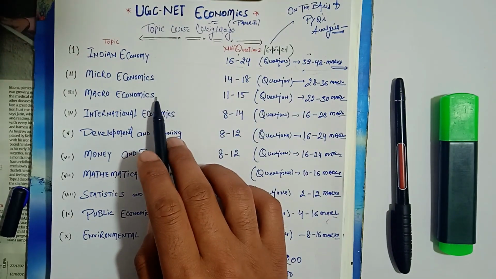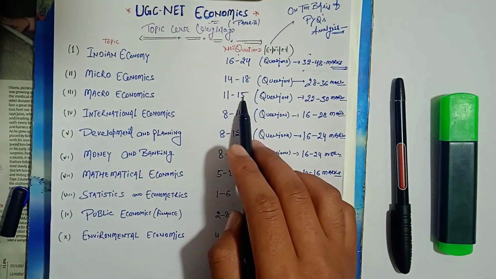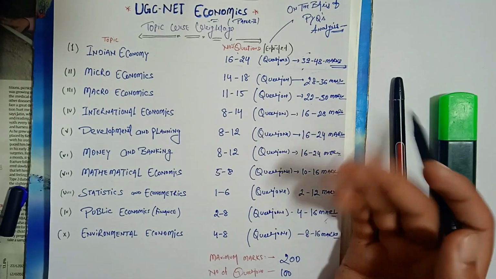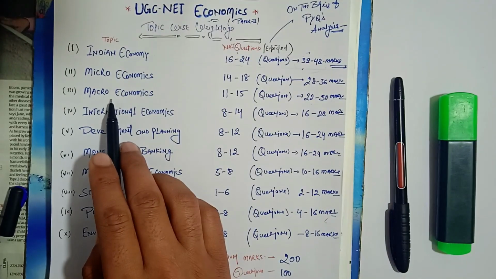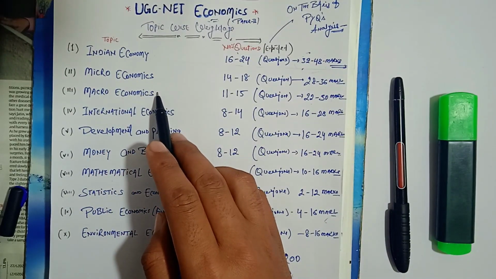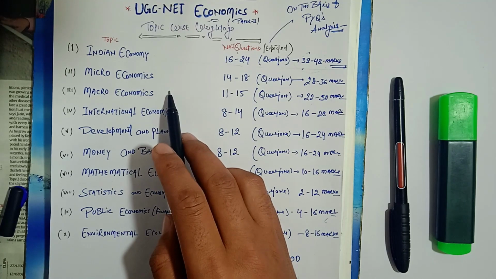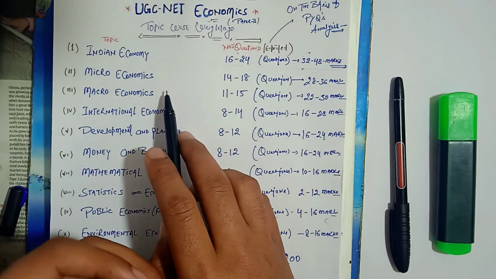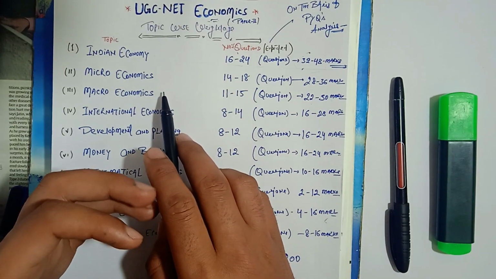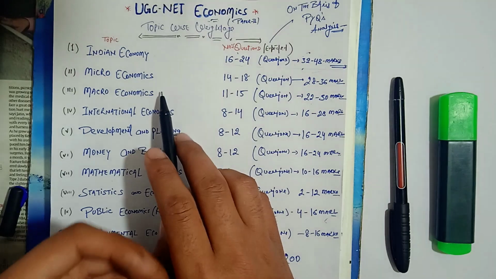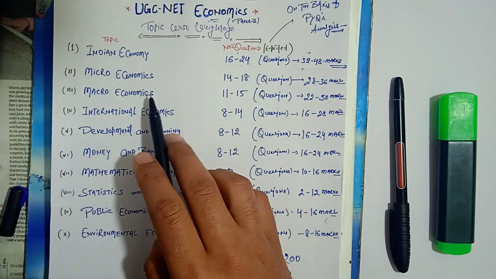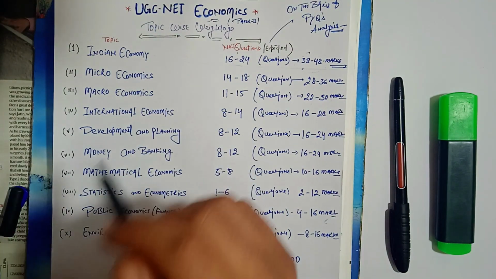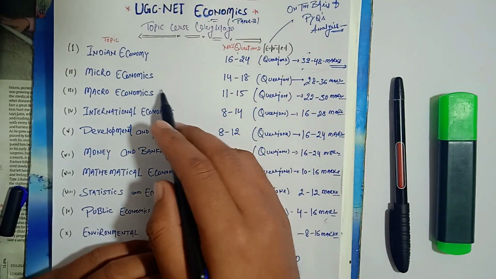From macroeconomics, 11 to 15 questions come, so you could say 22 to 30 marks. From macroeconomics, they ask questions about national income, and also about the classicals, neoclassicals, Keynesians, and monetarists. They also ask about different kinds of theories from this section.